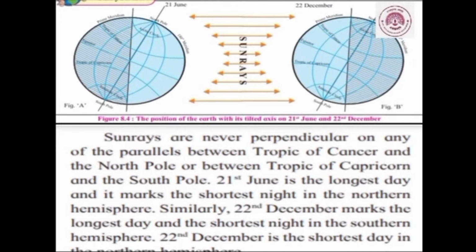21st June is the longest day and it marks the shortest night in the northern hemisphere. Similarly, 22nd December marks the longest day and the shortest night in the southern hemisphere. 22nd December is the shortest day in the northern hemisphere. Okay, children?